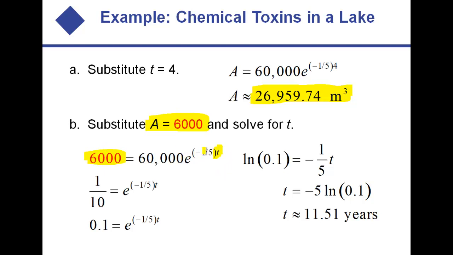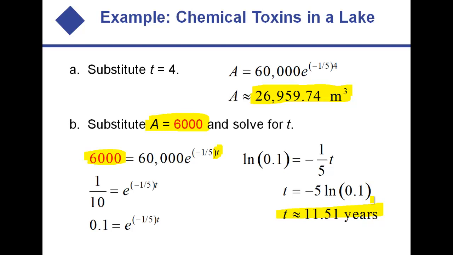Just like before, we need to isolate this thing and get it out of that power. So the first thing we do is divide both sides by 60,000, which gives us 1/10. Written as a decimal might make it a little easier. And then to get t out of this exponent, we take the natural log of both sides, which just gives us the -1/5 t. And then to solve for t, multiply both sides by -5. And we get 11.5 years. It's going to take 11.5 years to get it down to 6,000 cubic meters.